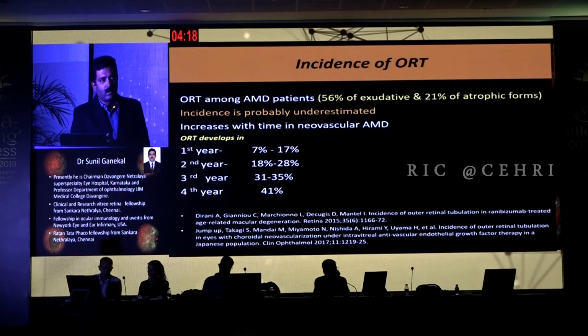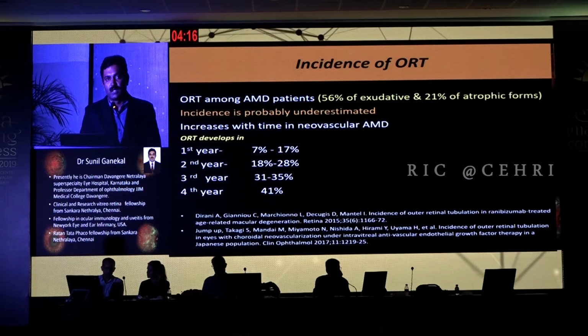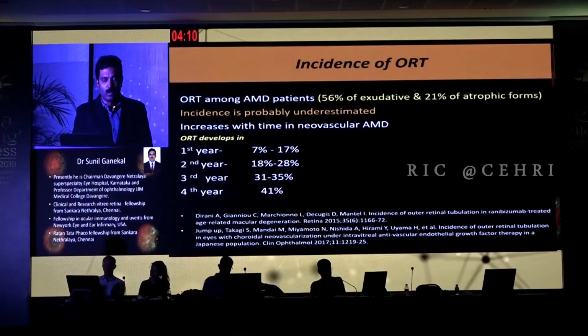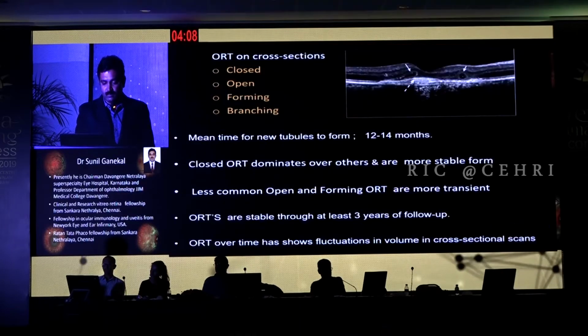In geographic atrophy, you typically tend to see these lesions in the perilesional area or invading into the geographic atrophy. This incidence keeps on changing, but in AMD, as the disease progresses, the incidence keeps on increasing. Sometimes it is underestimated, and you may miss these outer retinal tubulations.